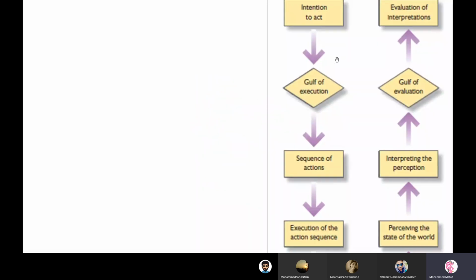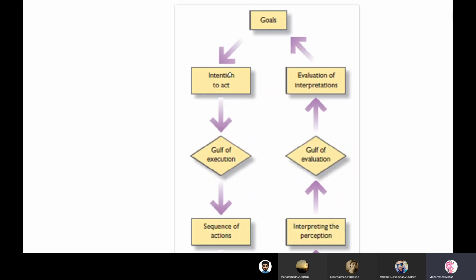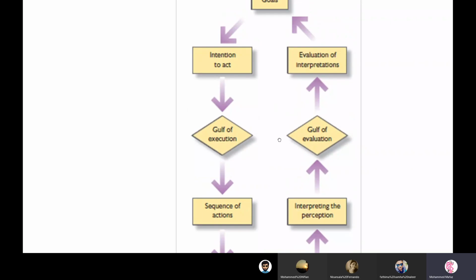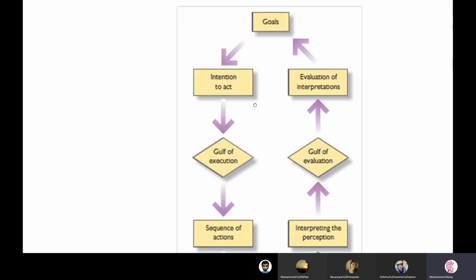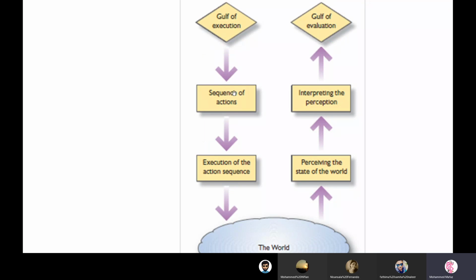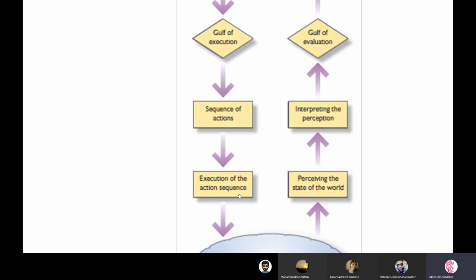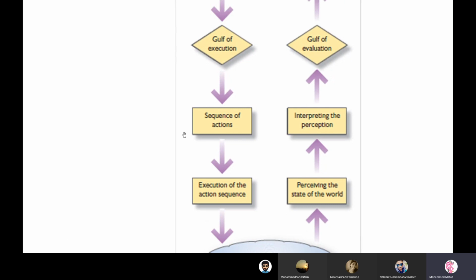So first, the user has to establish a goal, what he needs to do. Then he needs to have an intention to act. Skip these 2 diamonds. So intention should be there. After the intention, he will convert that into a sequence of actions of what needs to be done. That is the 3rd step. Right? Then he will start doing those actions, execution of the action sequence in order. So that will go to the system side. That is the execution path.